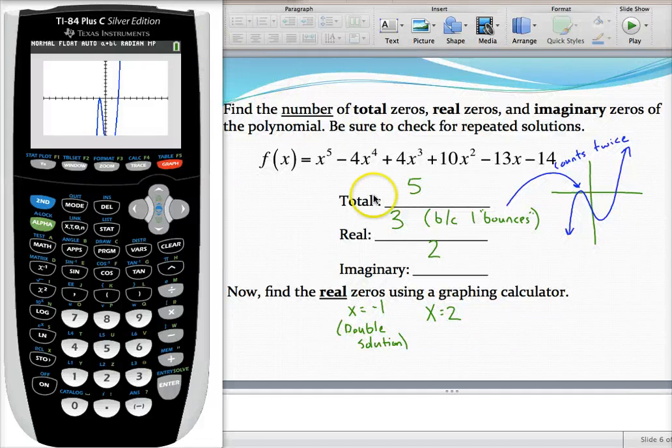In a previous video, we looked at how to find the total number of zeros, the number of real zeros, and the number of imaginary zeros. In this video, I want to find the actual coordinates of those zeros. I'm going to show you two ways to do it.